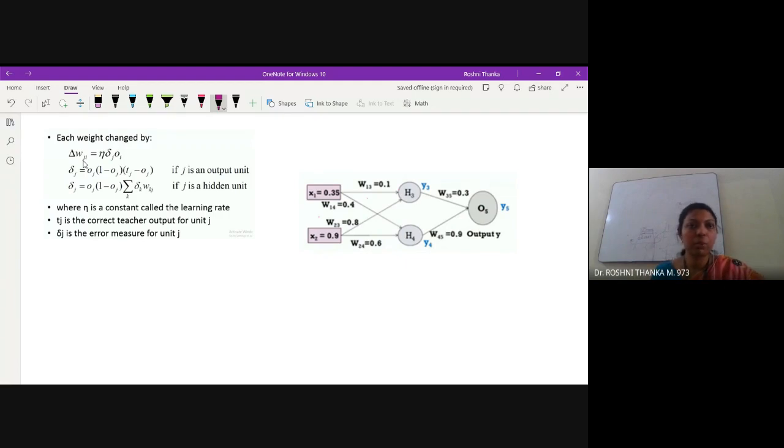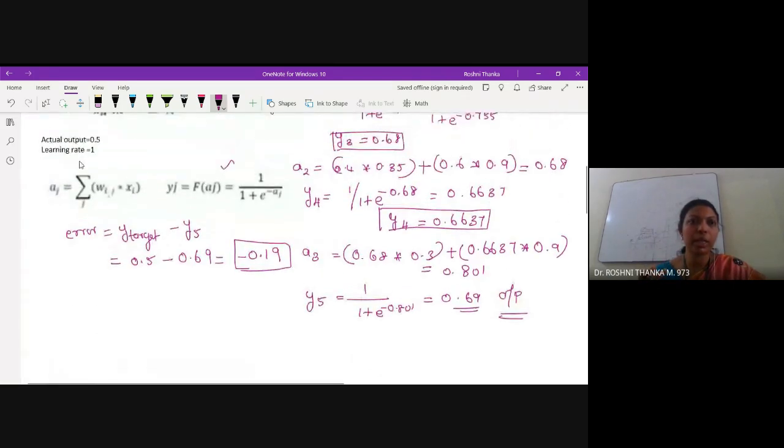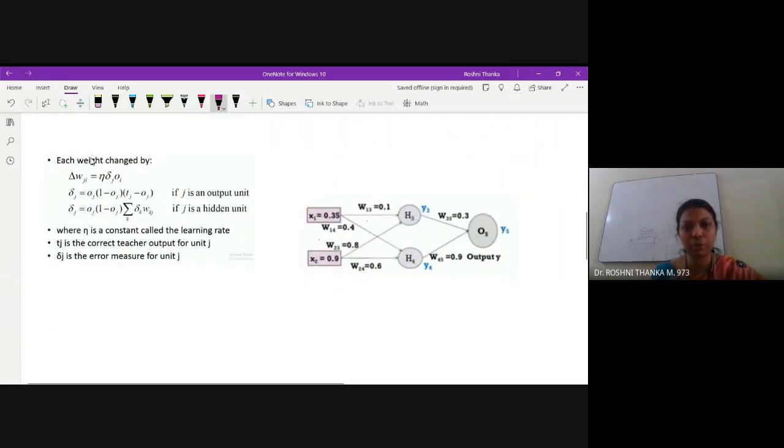Same thing here. The different parameters we have here are the learning rate, the error, and the output. We are going to update the weight based on the learning rate, the error which we got, and also the output we got, because we are moving backward. Learning rate is already given in the question. Here the learning rate is given as 1. We know the importance of learning rate, how it speeds up or slows down the process.